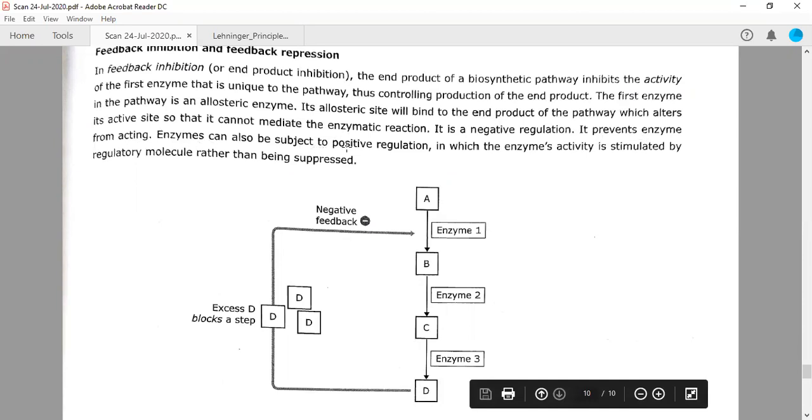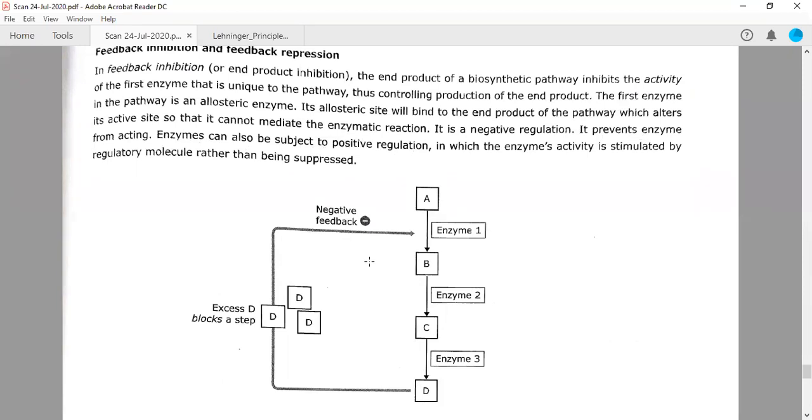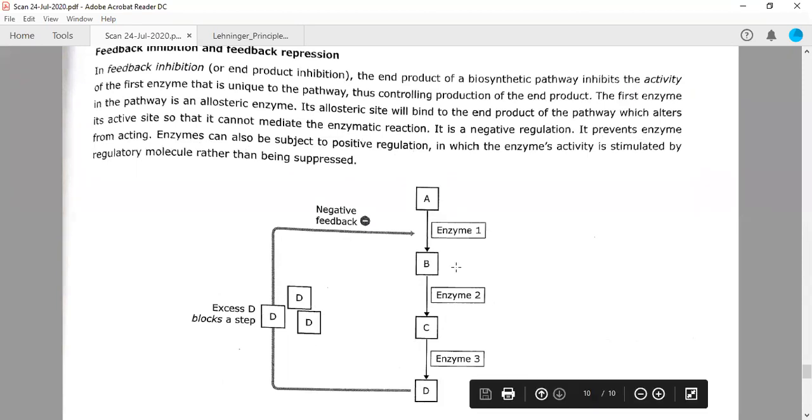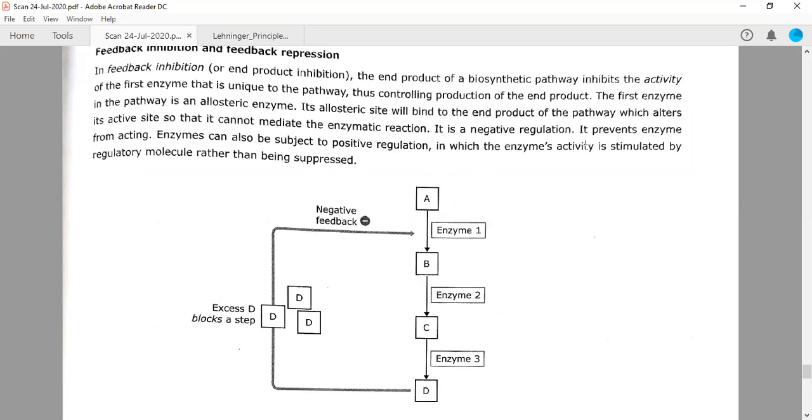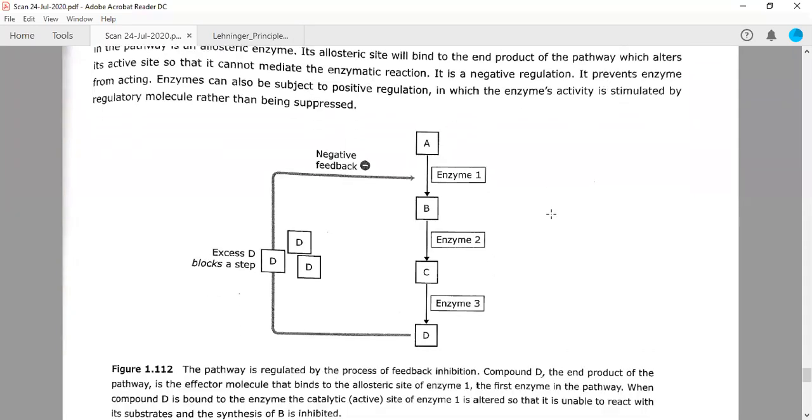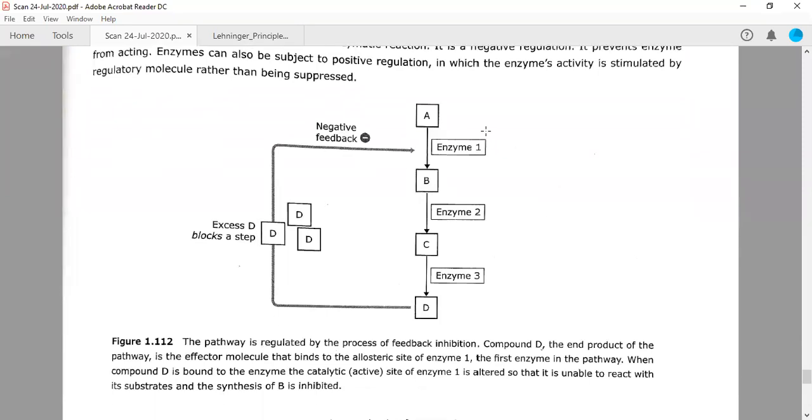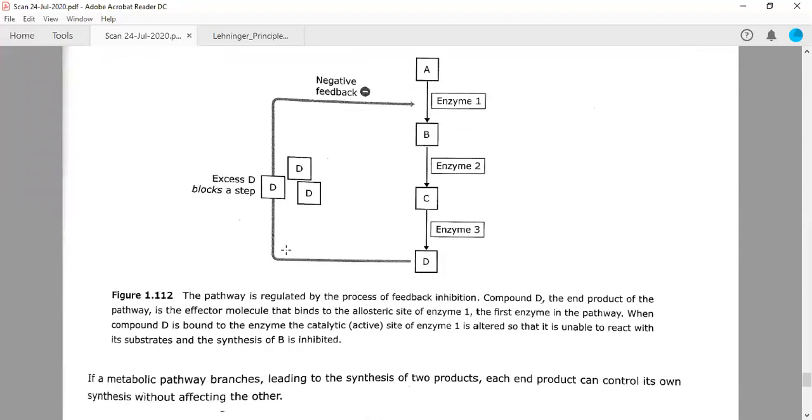Enzymes can be subjected to positive regulation also. If D is consumed, then the inhibition will be relieved, and therefore this will undergo some positive regulation also, in which enzyme activity is stimulated by the regulatory molecules rather than being suppressed. So some positive regulators or modulators will come over this regulatory or allosteric enzyme 1, and they will modulate the pathway if this excess D is consumed within the cell.